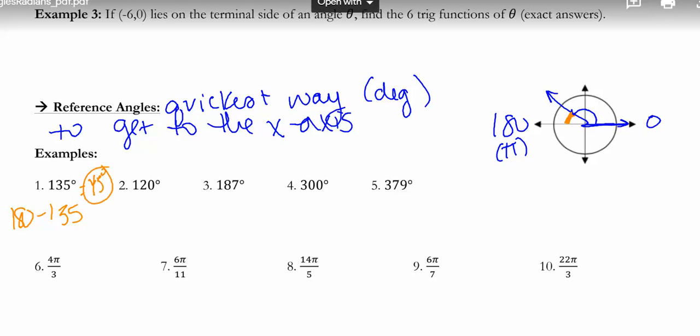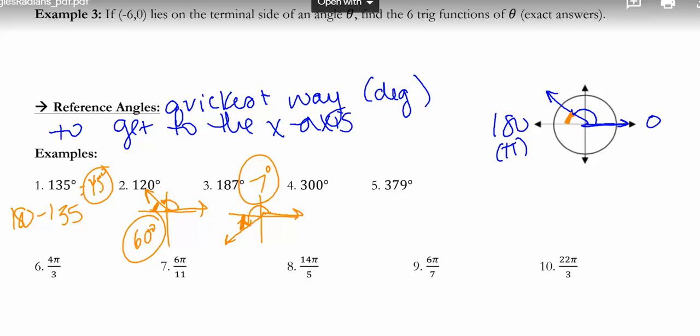So now if I do 120, 120 is here. This is the distance, the reference angle, the quickest way to get to the x-axis. So I would do 180 minus 120. Well, that's a 60-degree difference. 187, that's here. So I want to know what this is, because again, I want to know the quickest way to get to the x-axis. So how many degrees is between that x-axis? Well, it's 7, because 187 minus 180 is 7 degrees. And your reference angles are always positive. It's just telling me the distance.